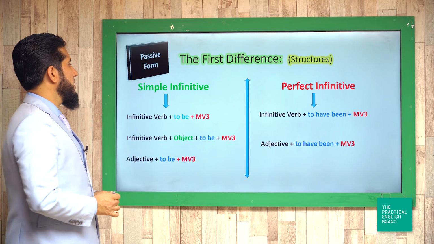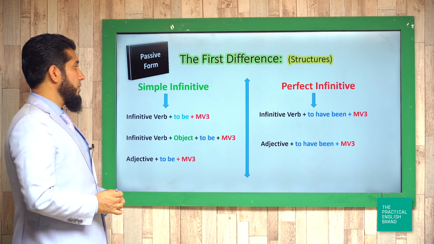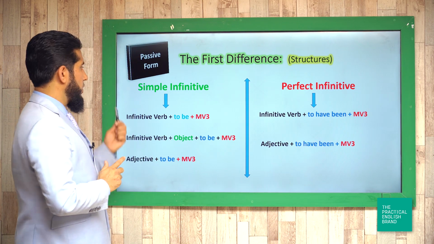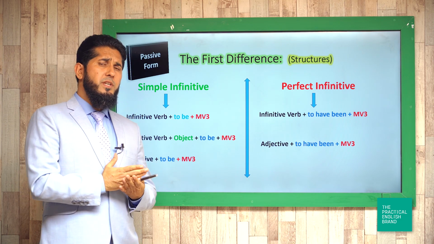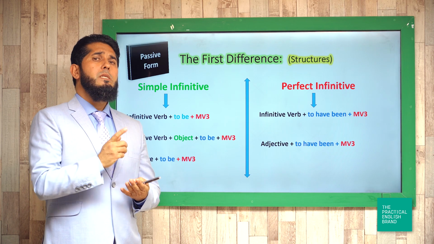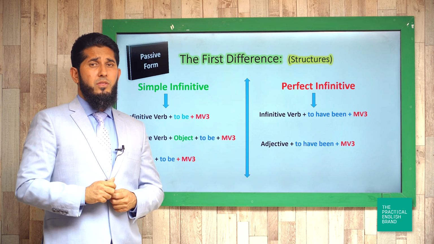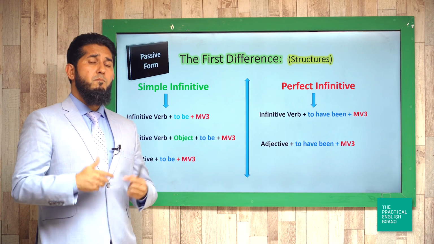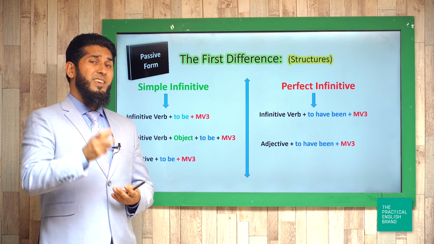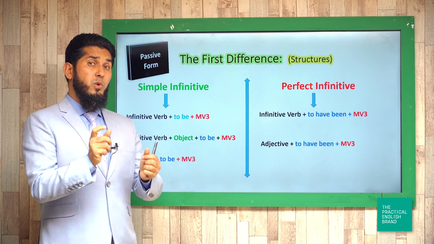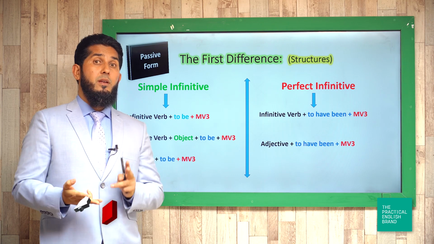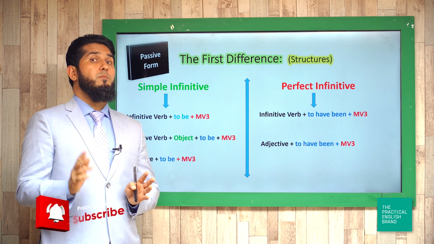The first difference in structures. Look, when we use simple infinitive, the infinitive verb is simply followed by to be and then main verb in third form or past participle form. But when we use perfect infinitive, the infinitive verb is followed by to have been. These three verbs are used as helping verbs. To have been, and then main verb in third form, past participle form.